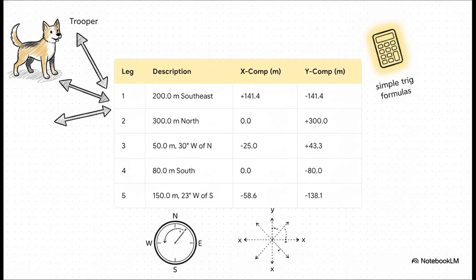Look at this crazy journey Trooper the dog takes. He goes southeast, then due north, then 30 degrees west of north. It's all over the place, right? These are all different ways of describing a direction. But by using our simple trig formulas, we can convert every single leg of his trip into a nice, clean, standardized list of x and y components. This makes a really complicated problem suddenly much, much easier to handle.